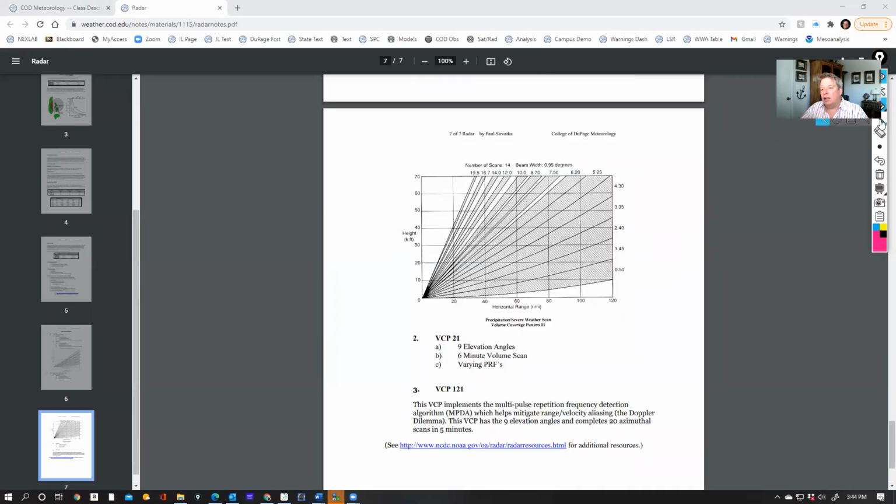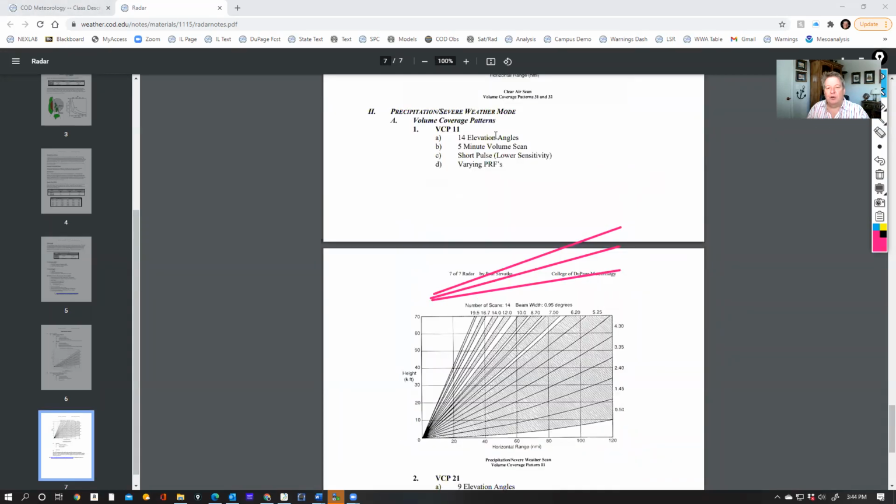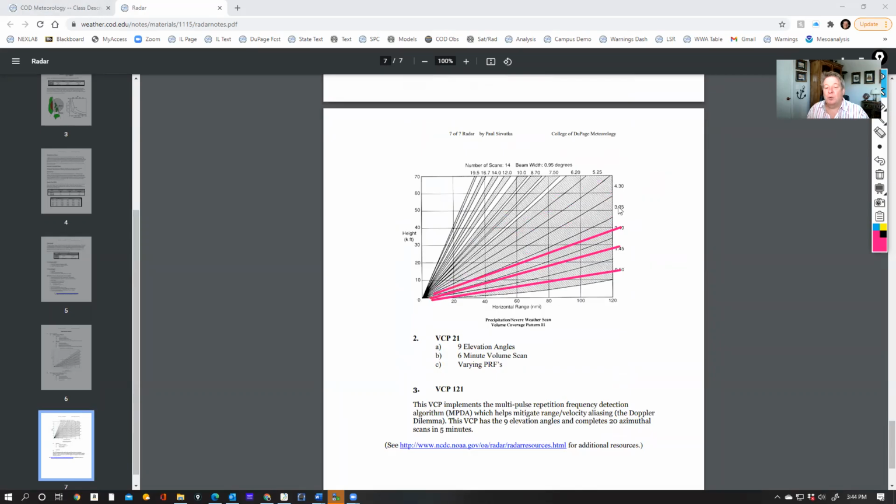So if I look at all of these beams, 1, 2, 3, 4, 5, 6, 7, 8, 9, 10, 11, 12, 13, 14. And if you look a little bit above it, it says 14 elevation angles. So that's what we're looking at. That's what this chart is saying.